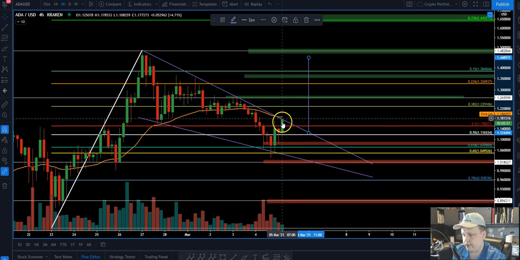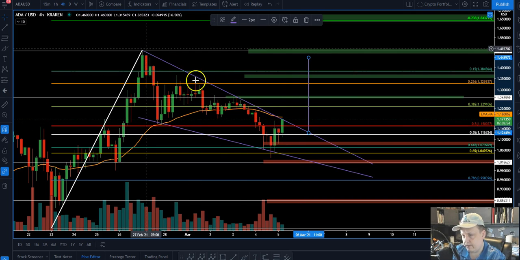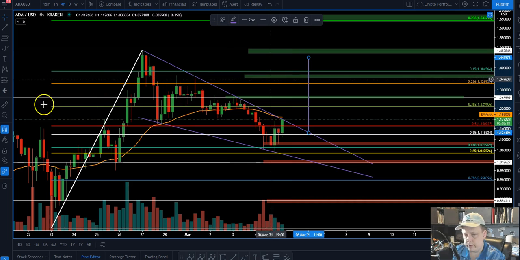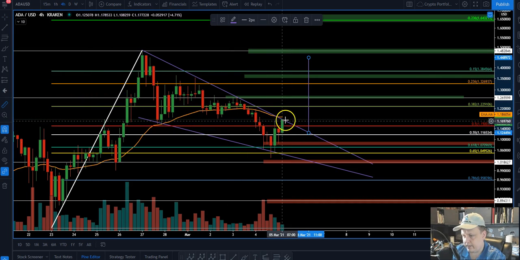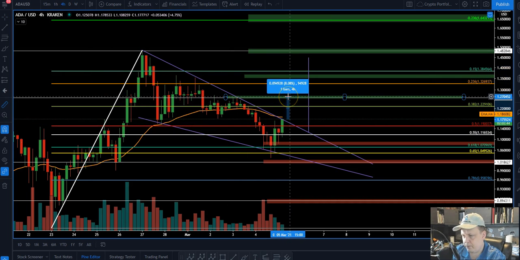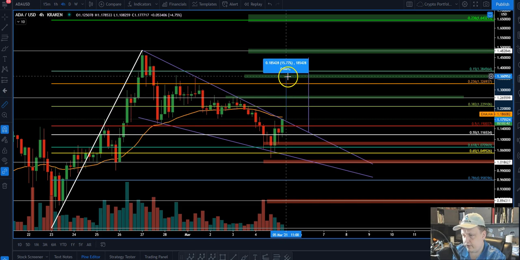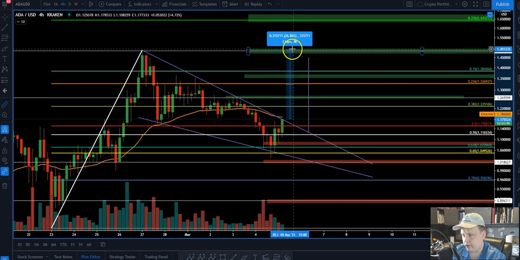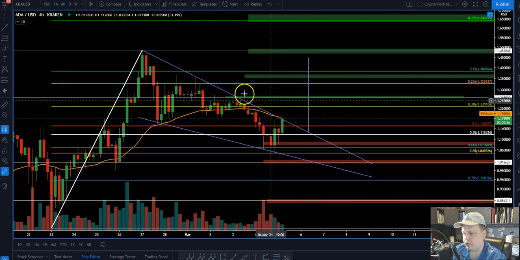If you get in here and you set your stop loss behind this trend line, below the trend line, then you could decide what is a good return for you. For example, if you get in here and you go to here, you're going to make 8%. If you go to here, you're going to make 15%. If you go to here, you're going to make 26%. So you've got to decide what you want out of your trade, your risk to reward.